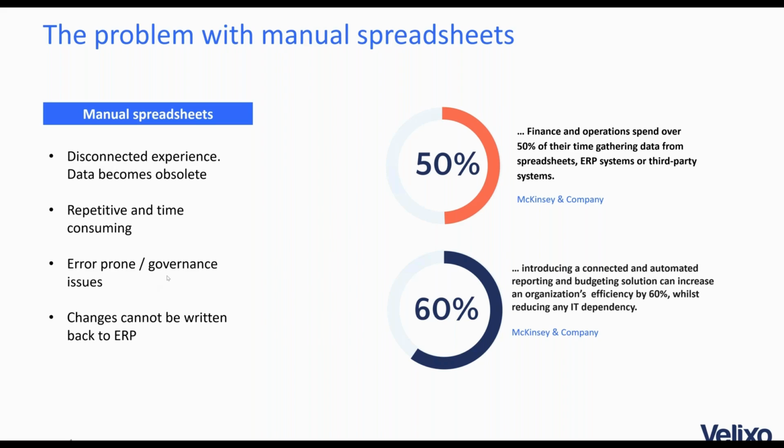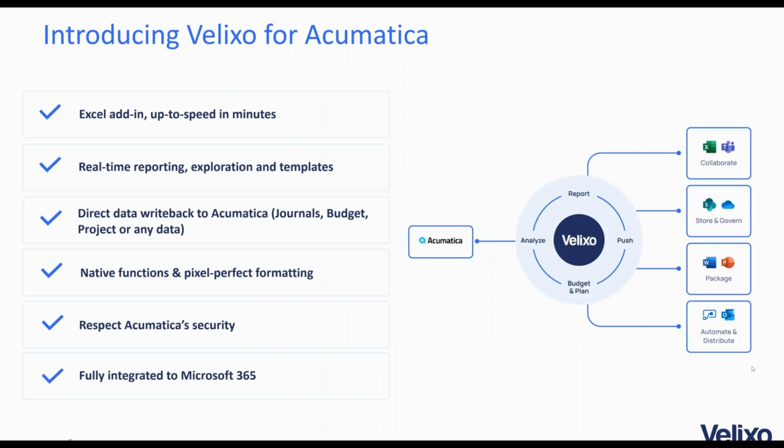On top of that, governance issues can happen as it can get challenging to manage document access for everybody on your team and externally. And on top of that, changes cannot be written back to your ERP unless you do it manually. So how do we solve this problem?